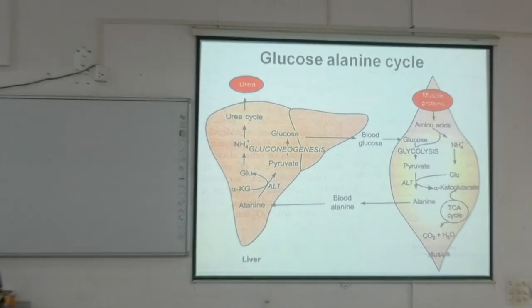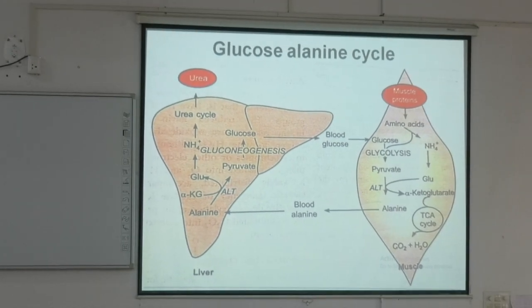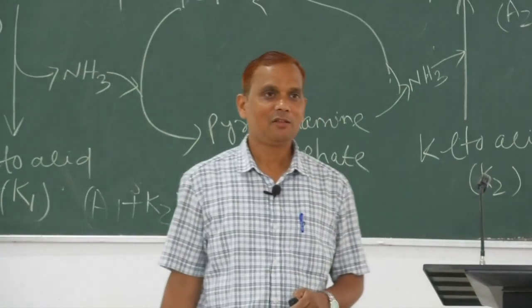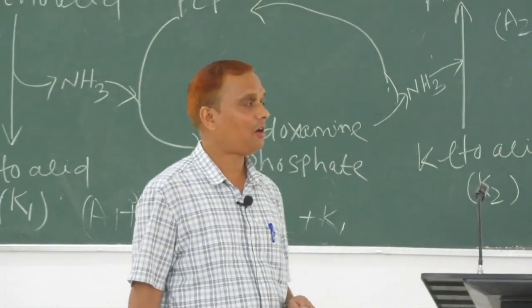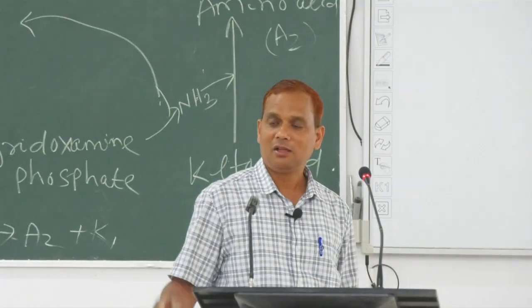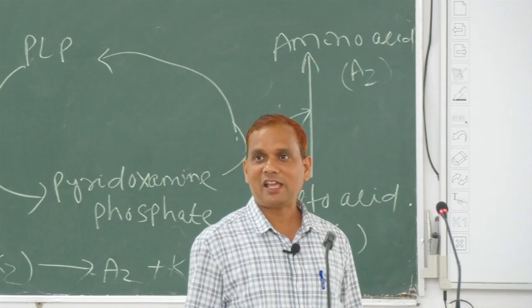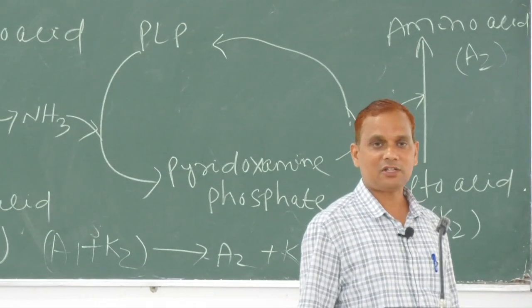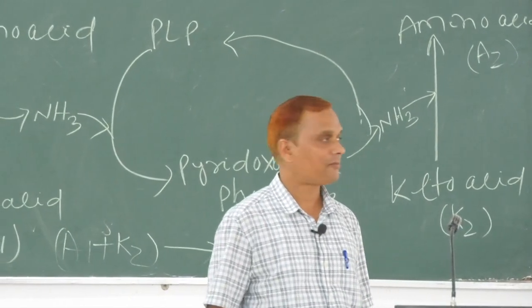What is this? This is a short process, the glucose alanine cycle, also called the Cahill cycle. We will read this cycle shortly. I am telling this.